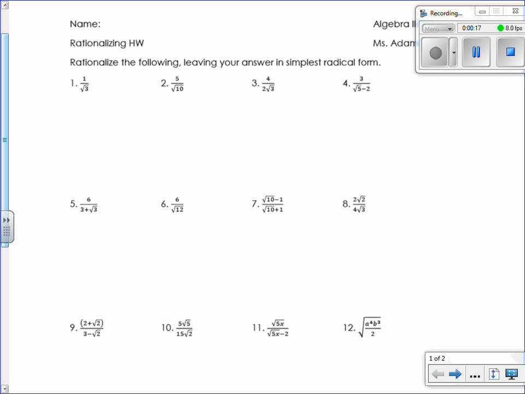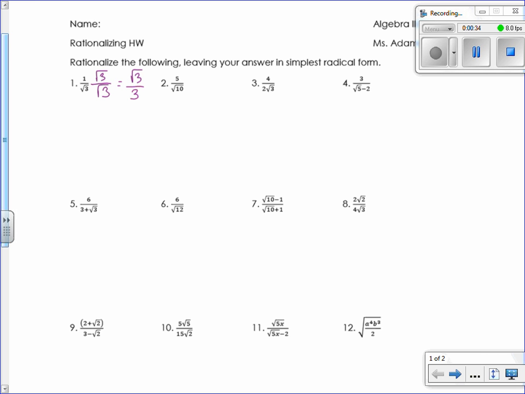So for number one, this one's easy. Just multiply top and bottom by the square root of 3. Okay, top and bottom because we're just multiplying by 1, changing how it looks. And this should give me the square root of 3 all over 3.